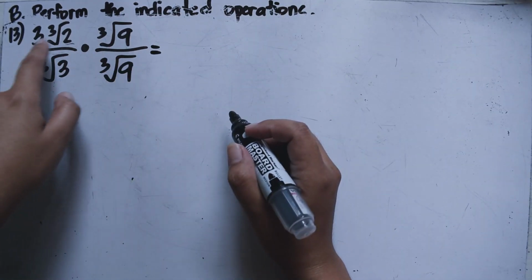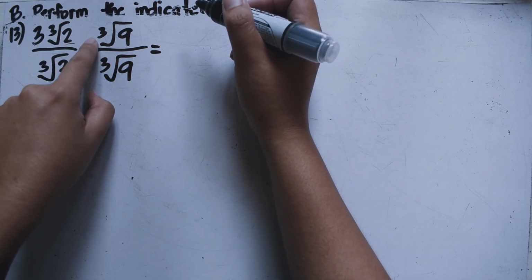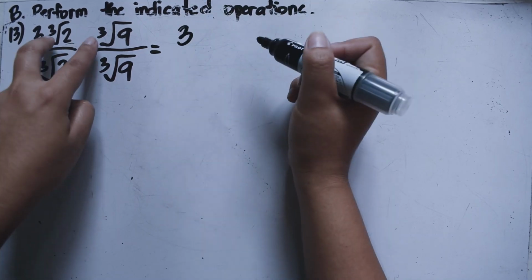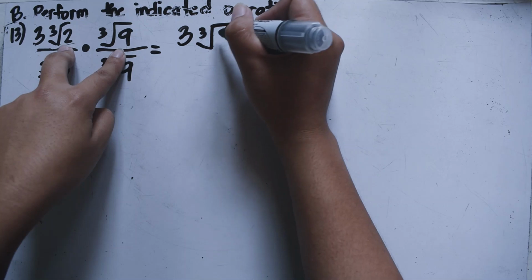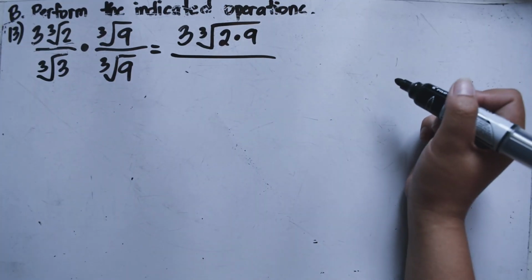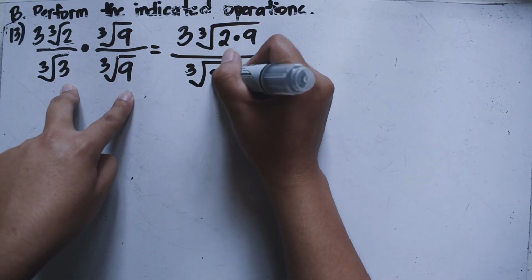So, i-multiply natin yung ibabaw. So, we have 3 here times, dahil walang nakalagay na number dito sa numerical coefficient, invisible 1. So, 3 times 1 is 3. And then, copy the same index. So, same index niya is cube root. And then, multiply yung nasa loob, which is 2 times 9. And then yung ilalim naman or yung ating denominator. So we have, copy lang yung cube root. And then 3 times 9 is 27.